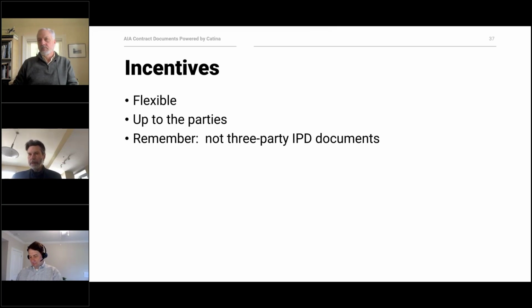And so there's an opportunity to discuss that, but they are not like the incentives in an integrated project delivery approach, which frankly, the incentive provisions in the IPD documents get very, very complex. And it's been essentially a hurdle to parties being able to use IPD documents. This is a fairly straightforward incentive program. And as a result, we expect that these documents won't encounter the same kind of resistance that we saw with regard to the IPD documents.